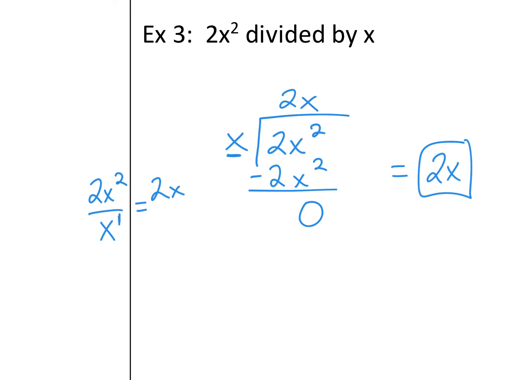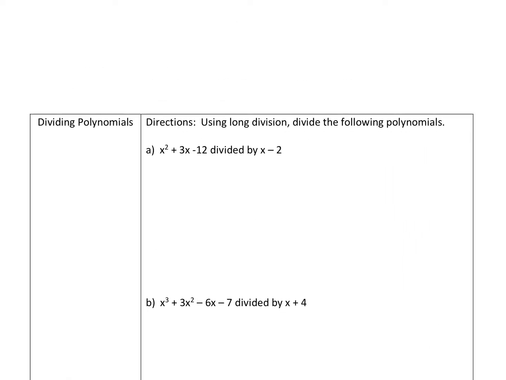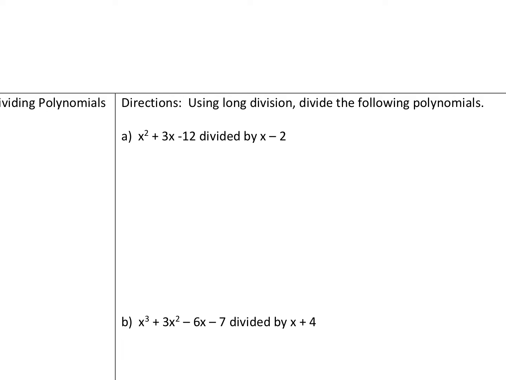What does it mean to have a remainder of 0? It goes into it evenly. Yes, it is what we call a factor. Okay, it's a factor if it goes in evenly. It's going to be important today. So, we're going to get into some longer ones now.